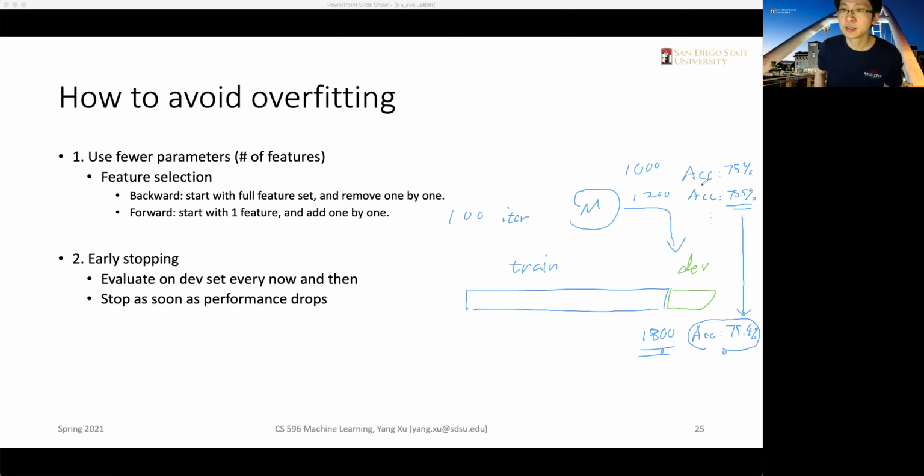This is a usual technique that we can use when training a model, and there's no hard threshold. We only compare the current performance with all the historical information here. Whenever the performance drops, we will stop the training. So the M is a model.